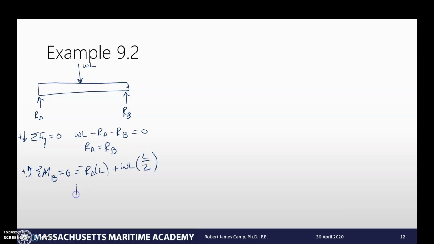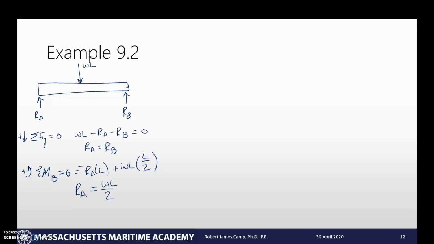So if we move RA over to the other side and divide through by L, what we're going to get is WL over 2. So our reaction forces are WL over 2. Both RA and RB are WL over 2, and they're both acting in the upwards direction. Okay, so that gets us there.